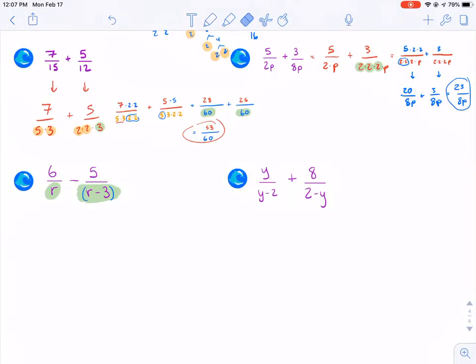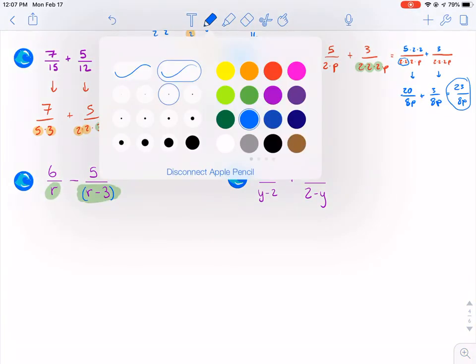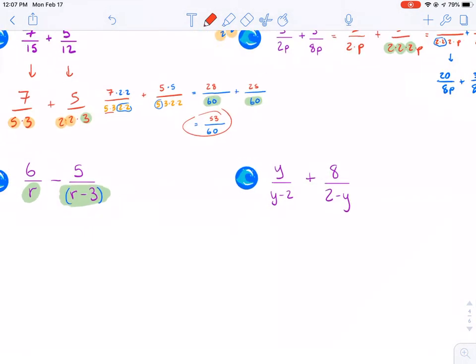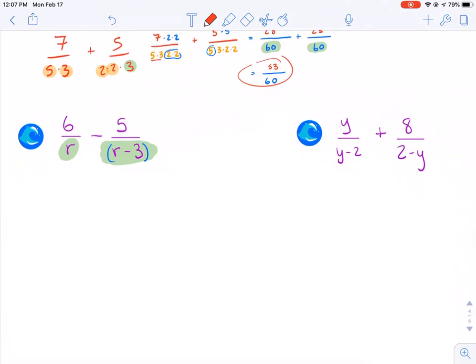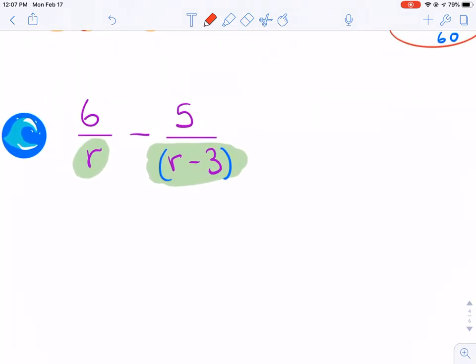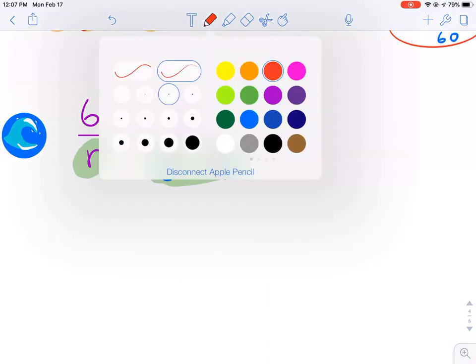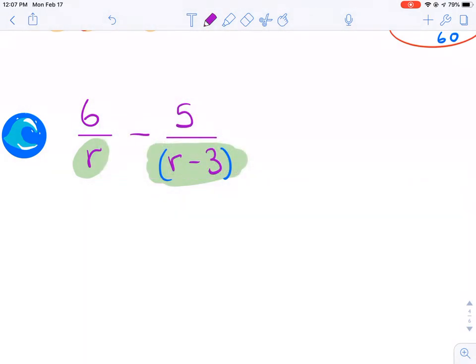Hello again. We're just going to do about two more quick examples to show you how to do more complicated addition and subtraction with polynomials and finding least common denominators. So already in green I have highlighted here the denominators of 6 over r and negative 5 over r minus 3. And the first thing is to factor the denominators so we can find the prime factors and then find the least common denominator from there.